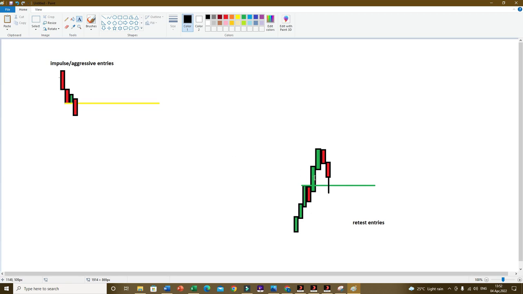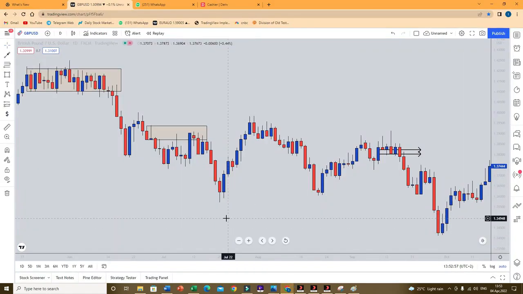So the advantage of this one is the disadvantage of the other one. So let's go straight to the chart and look into some examples that we have. Okay, let's get to the chart. So we are on the chart. This is GBP USD, the daily time frame, right?